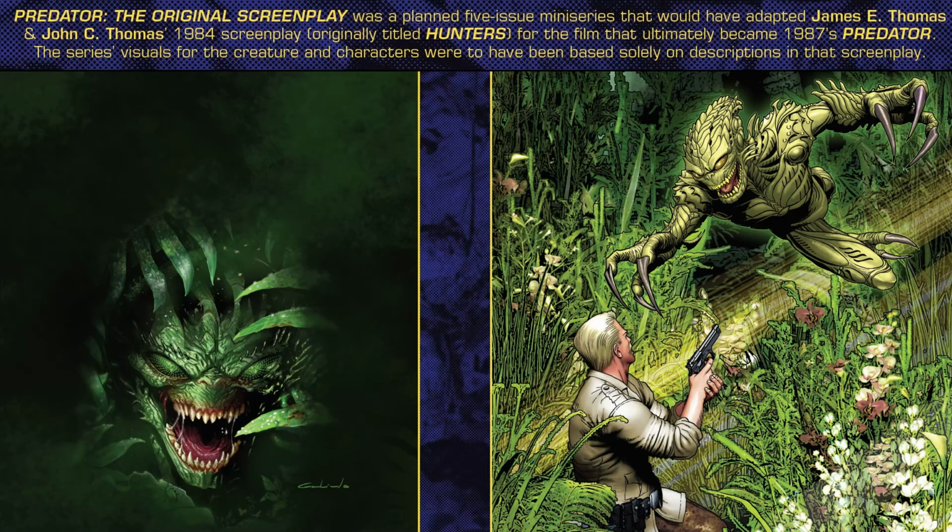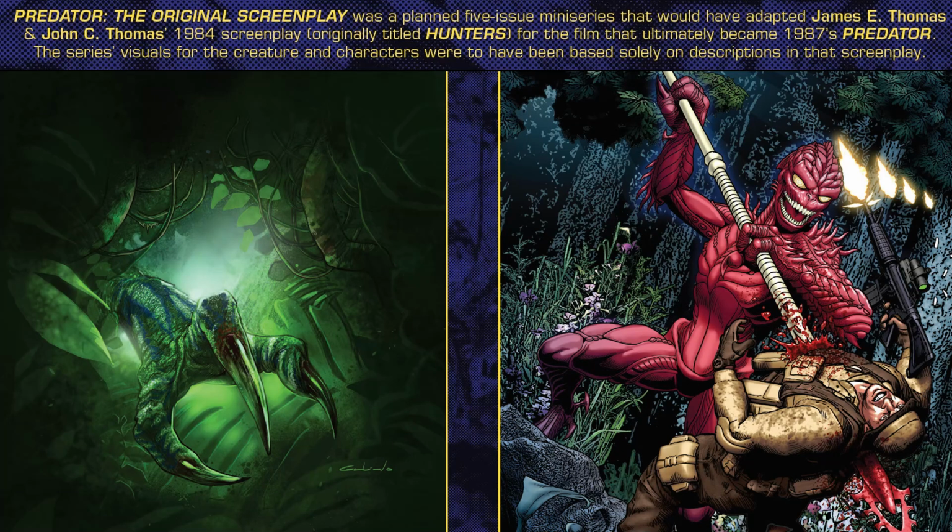There was also this comic book story called Predator, the original screenplay. It was going to be 5 issues, and this would have been adapted from the 1984 screenplay by James E. Thomas and John C. Thomas, before it was finalized into Predator from 1987. So the visuals, creature, and characters were based on descriptions of that screenplay. The cover art for the issues were already drawn out and colored. But in the end, this project was cancelled because the license to print comics about the Predator had moved over to Marvel. They also had delays from the world issue back in 2020, and the comic book industry shut down, so this story will most likely never get completed or released.